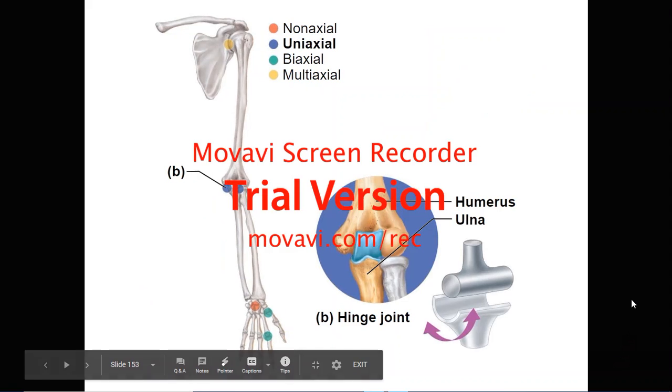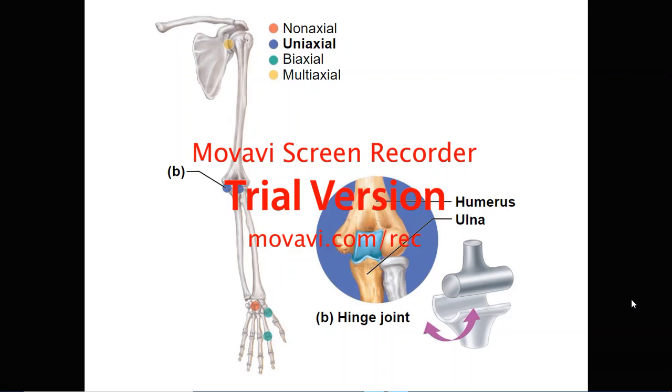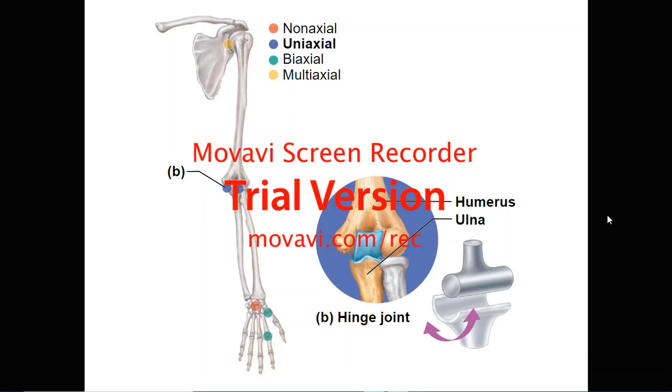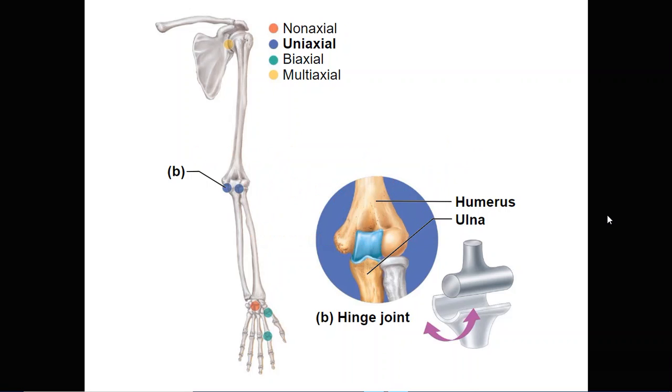This figure shows you an example of uniaxial movement, and you see right here color coordinated dark blue, and you see it right here at your elbow, which you can compare to a hinge joint. So remember, uniaxial movement is movement in one plane. Okay, so again, hinge joint, you get that movement in one plane at your elbow.